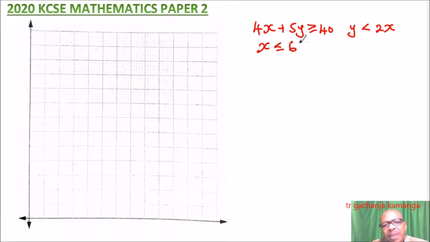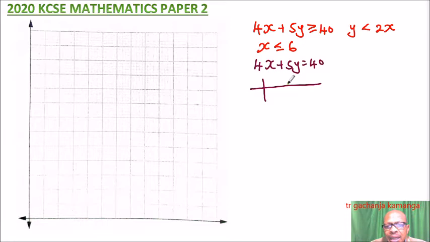So we can represent this information. How do we do that? Let's start with this one. We write 4x plus 5y as an equation equals 40. So what we do here is we make a table like this.